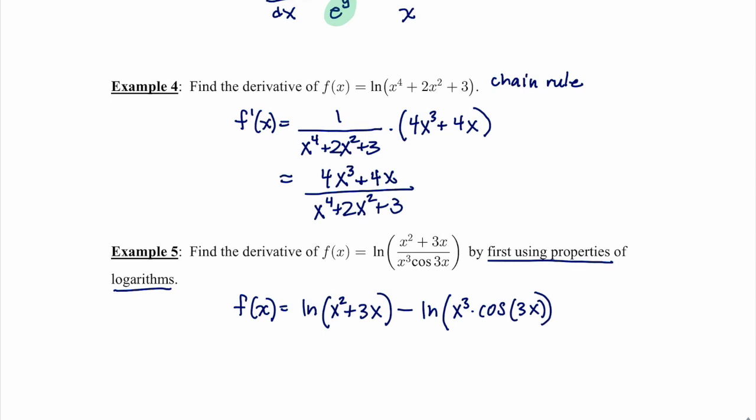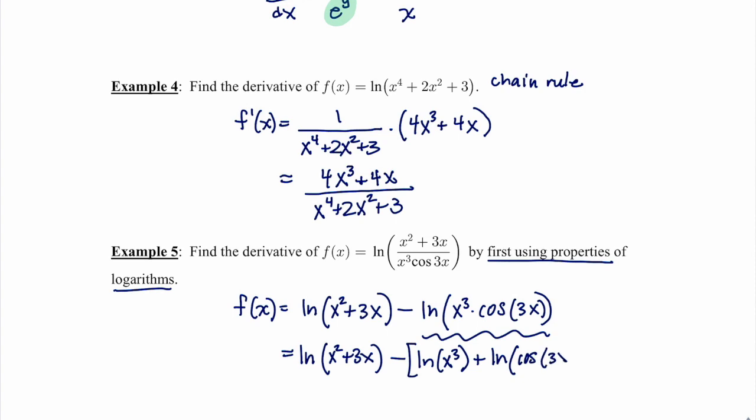And then we could say, let's see, the second term here has a product as the input for a natural log. So we could rewrite that a little bit. And we could rewrite that as the natural log of x cubed plus the natural log of cosine of 3x. You want to be very careful and realize that the cosine of 3x is a group altogether. It's not two separate factors, right? It's not cosine times 3x.